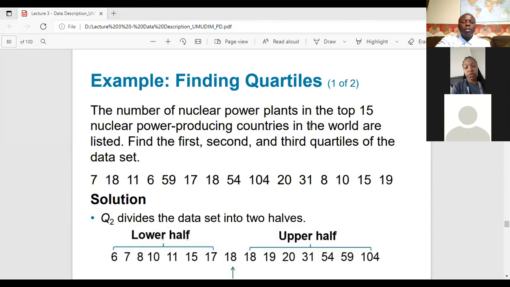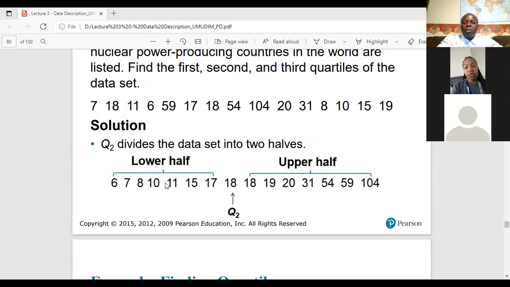Now, the number of nuclear power plants in the top 15 nuclear power producing countries in the world are listed. Find the first, second, and third quartiles of the data set. So this is the data set given. The first thing you do is put them in order. You can arrange them in order from the smallest to the largest. So there are 15 of them: 1, 2, 3, 4, 5, 6, 7, 8, 9, 10, 11, 12, 13, 14, 15. They are not arranged yet.